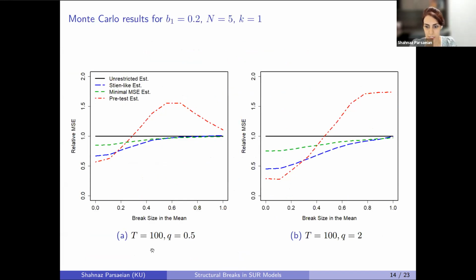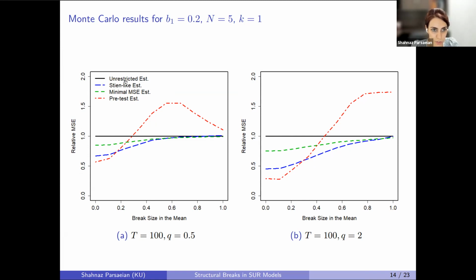Now, here is the result. So this is the result for the case where the breakpoint is at 20. So basically the pre-break sample has 20 observations, the post-break has 80 observations, and the sample size is 100. And we have 5 individuals and the number of regressors is 1. On the vertical axis, we have the relative mean square error, and the horizontal axis shows the break size in the mean, which varies up to 1.